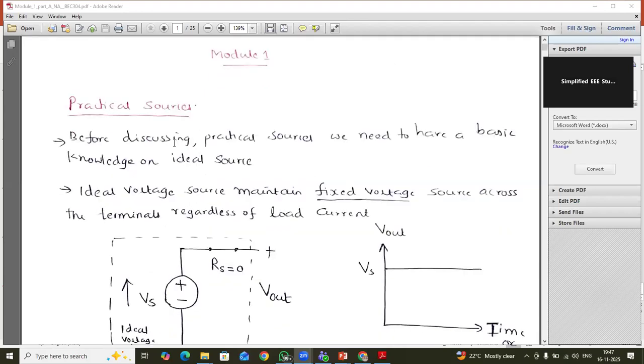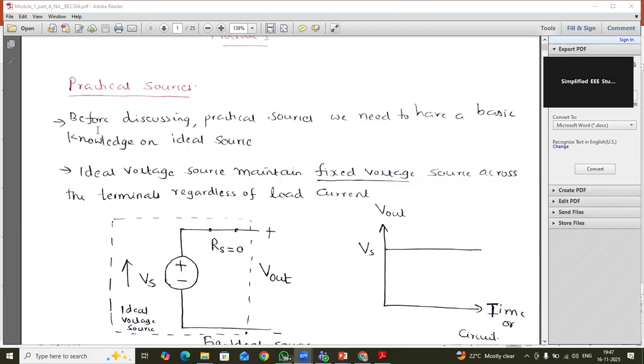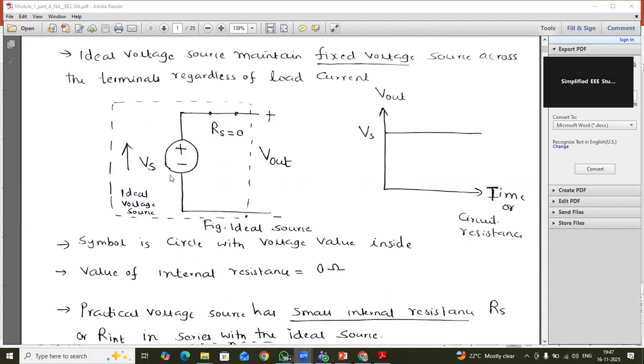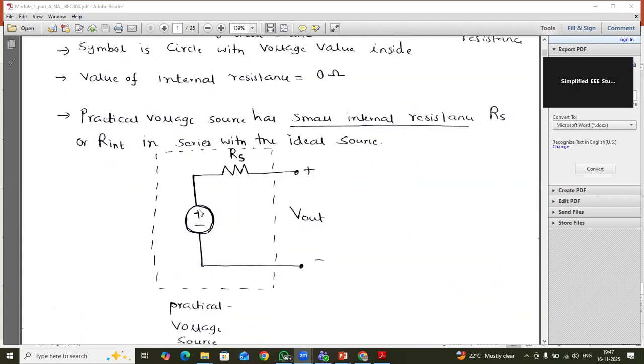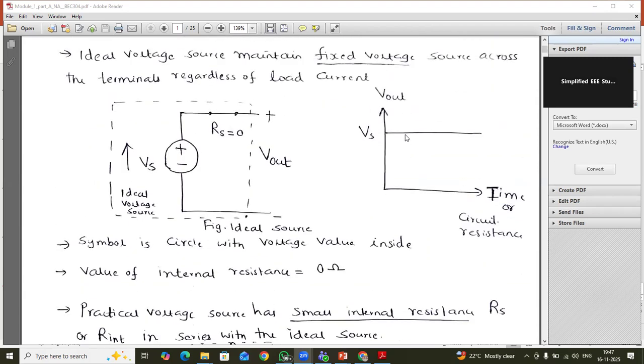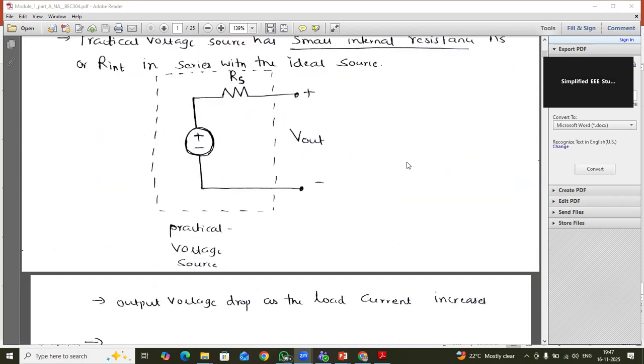Here you should understand what practical sources are. In the case of practical sources, we will have a voltage source with an impedance like this: a voltage source and RS, which is connected in series. Ideal source means there is no internal resistance. That's a major difference. You can see the graph also. Okay, check out the graph.